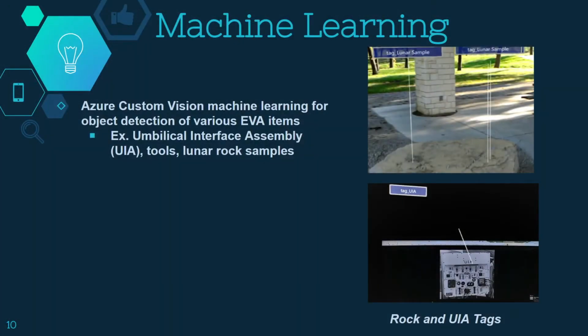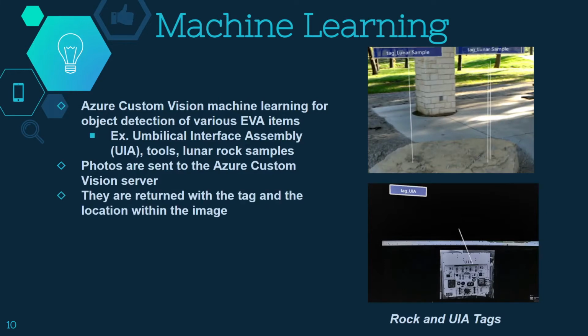From the Science User Interface panel, the astronaut can start a scan of the area around them. The photos taken from the scan are sent to the Azure Custom Vision resource server and are returned with the tag identifying the items detected, the probability of each item being correct, and the location within the image of the item. And the HoloLens spatial map is used to place the tooltip in the appropriate location within the field of view. In the photos, the data from the camera scans recognized a photo of a rock sample and a UIA and appropriately tagged them in real time.